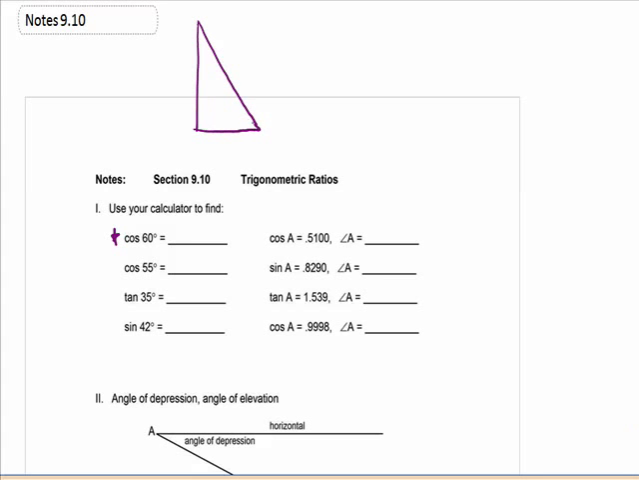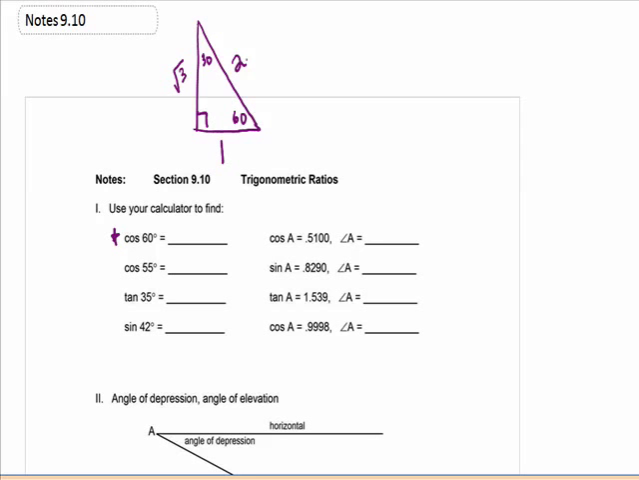a 30, 60, 90 triangle, where this angle would be 30, this would be 60, and just for convenience sake, let's go ahead and say that the side opposite the 30 is 1. Mr. Stern, what would the side opposite the 60 be? 1 root 3. Or we could just call that root 3. What would the hypotenuse be? 2. 1 times 2 or 2.